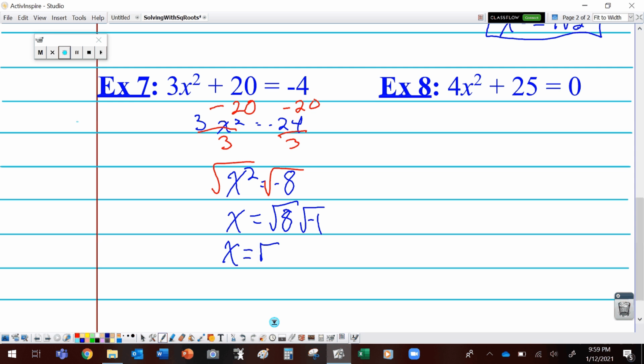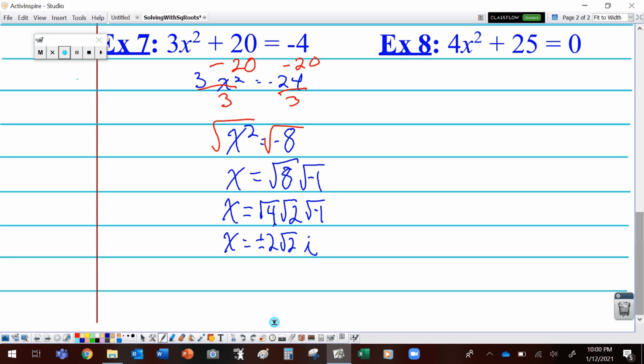Okay, I'll take 8, split it into 4 and 2, because 4 is a perfect square, and 4 times 2 gives me that 8. And I'll just bring down that square root of negative 1 for right now. So now I've got square root of 4 is plus or minus 2. Square root of 2 stays the same, and the square root of negative 1 is i. And now the last thing that we'll do is switch this around just a little bit. So I have plus or minus 2i square root of 2. Remember, if there's any square roots left, we like to put them at the very end.